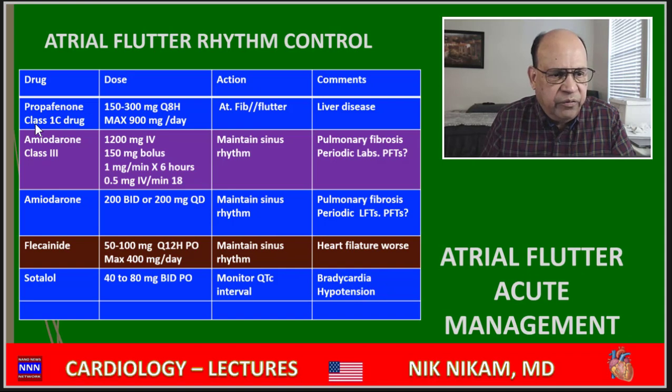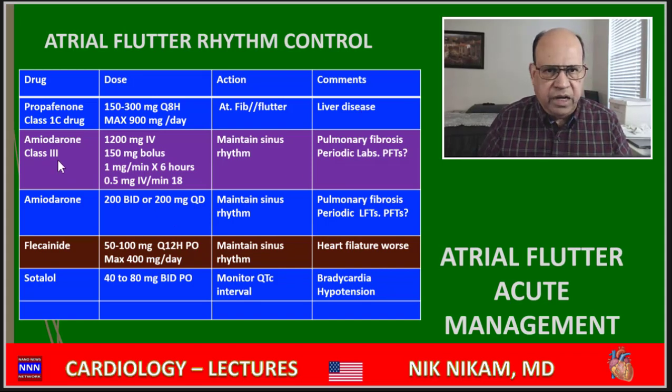Propafenone is a class 1C drug. The starting dose is 150 milligrams every 8 hours, or up to 300 milligrams every 8 hours, or a max of 900 milligrams per day. It is used for atrial fibrillation and flutter. We need to watch for liver disease. Liver disease can alter the propafenone level and clearance.